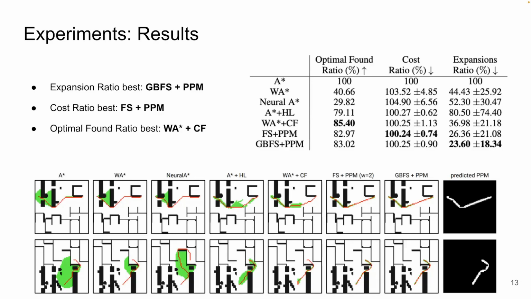The table on the slide shows the evaluated metrics for the dataset. Clearly, all the learning-based planners are able to generalize to the unseen instances, solving them near optimally while reducing the search effort. In terms of cost ratio, the best results are demonstrated by focal search with PPM, while the other of our planners, weighted A-star with CF values, turned out to outperform the competitors in terms of number of instances solved optimally. The figure on the bottom of the slide shows several instances from the dataset with the solutions obtained by the evaluated algorithms and the nodes they expand. The techniques suggested in our work outperform the competitors.